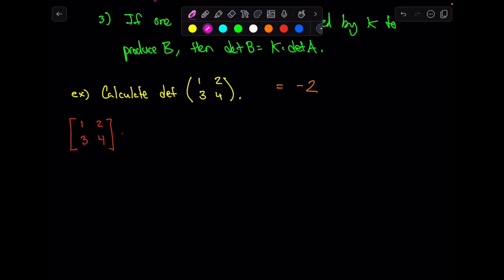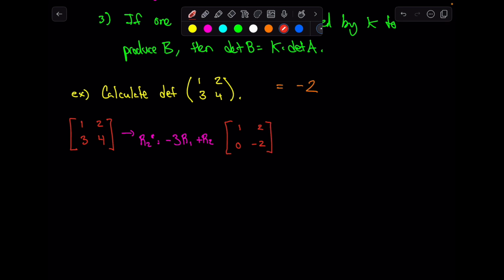So what that's going to look like here is I'm going to replace row 2, and I'm going to take -3 times row 1, and what am I going to do with that? I'm going to add it to row 2 to get a new row 2. So what does that give me? That gives me the matrix 1, 2, 0, and then up here, -6 plus 4 is going to give me a -2.